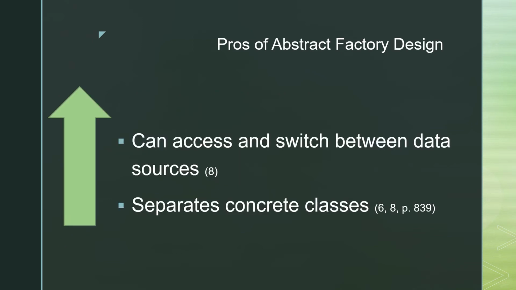Why would we want to use abstract factory design? There are two pros towards using this. The first is we can access and switch between data sources. This would be very useful when we're trying to access Apple, Garmin, Fitbit, and Samsung devices and data sources. We can also separate out concrete classes. So this also gives us the option to separate out the four types of devices to write the code we would need to be able to connect and retrieve the data for each of those.